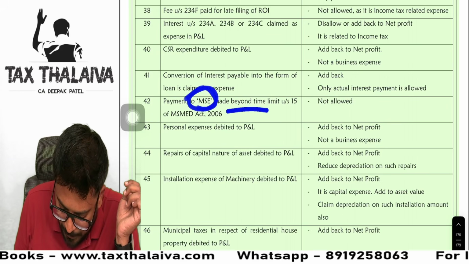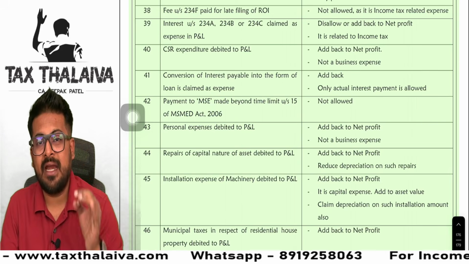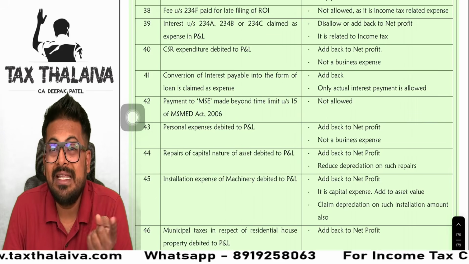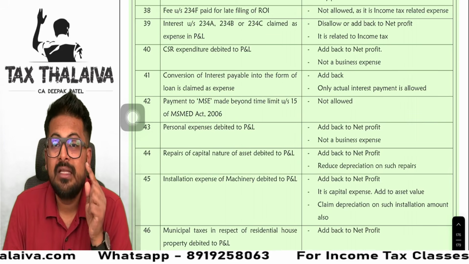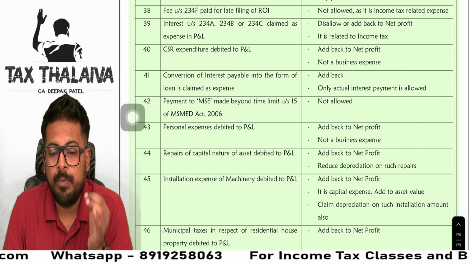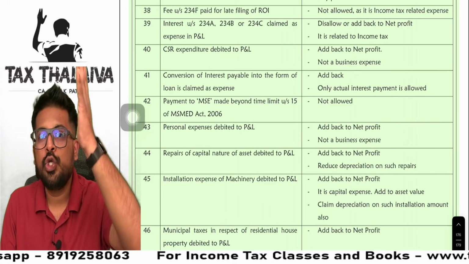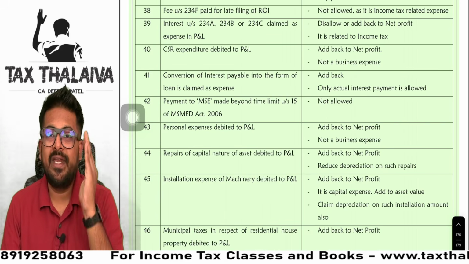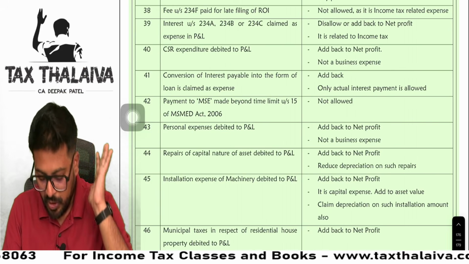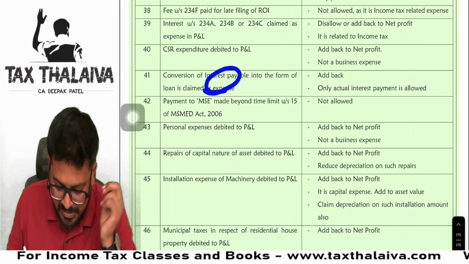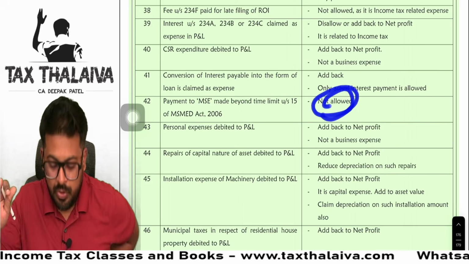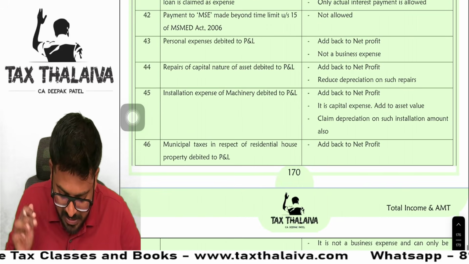Payment to MSME made beyond the time limit under the MSME Act. Guys, if you remember, section 43B clause H says that the payment to MSME has to be made within the dates prescribed. If there is no agreement, you have to make the payment within 15 days. If there is an agreement, maximum within 45 days. So if it is not made, guys, in that case, it is not allowed. Only the payment made within the time is allowed.